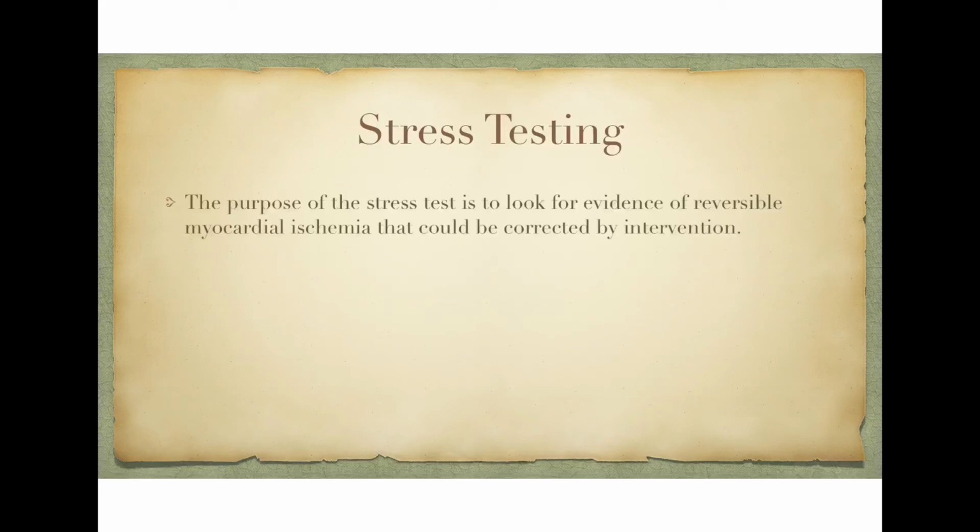So, when you order a stress test, it's important to understand what you're really ordering and when you should order a specific stress test given a patient's specific condition. The purpose of a stress test is to look for evidence of reversible myocardial ischemia that you could potentially correct by doing a PCI or CABG or some other intervention. If a patient has evidence of irreversible injury or infarct, then revascularization isn't really going to help them, in which case only medical management would be indicated.